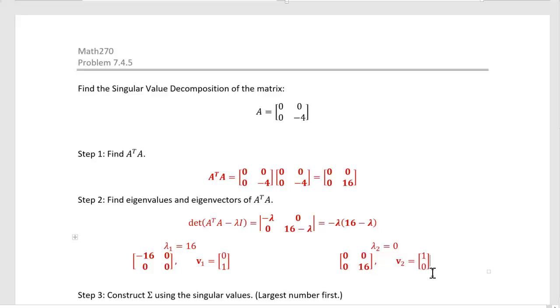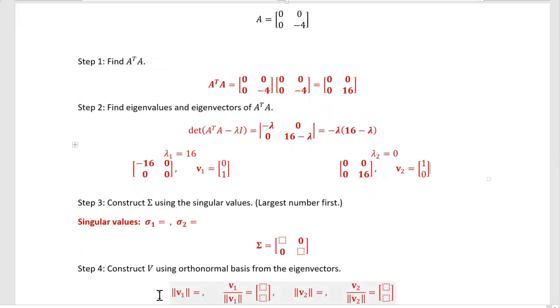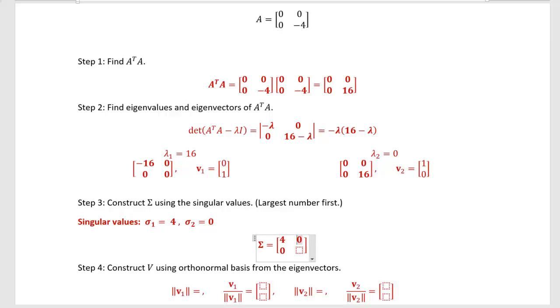So we're going to construct our singular value matrix in the diagonals. Our singular values are the square root of these values. The square root of 16 is 4, and the square root of 0 is 0. So our singular value matrix has 4 and 0 in the diagonals.